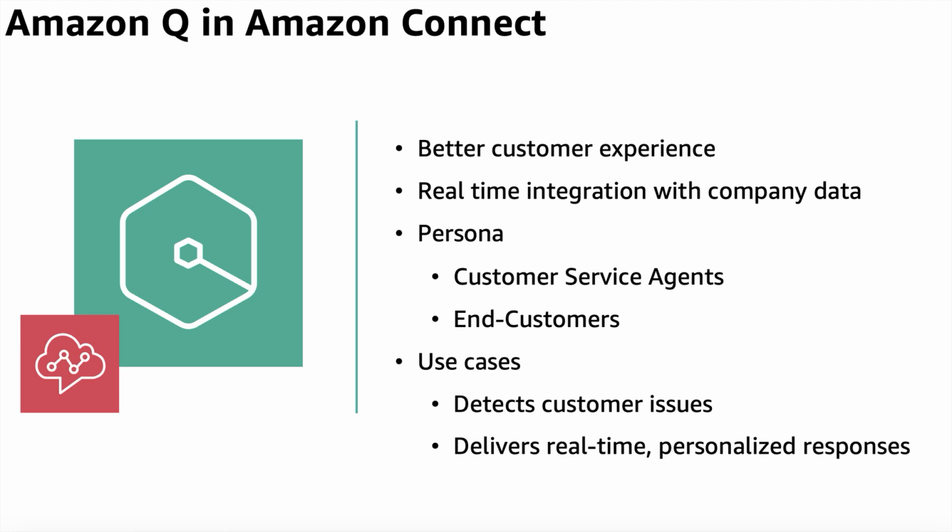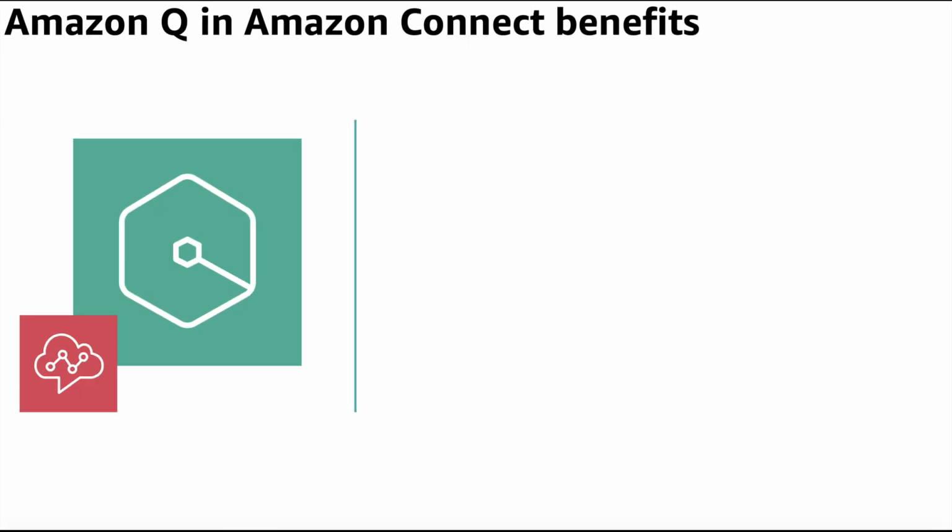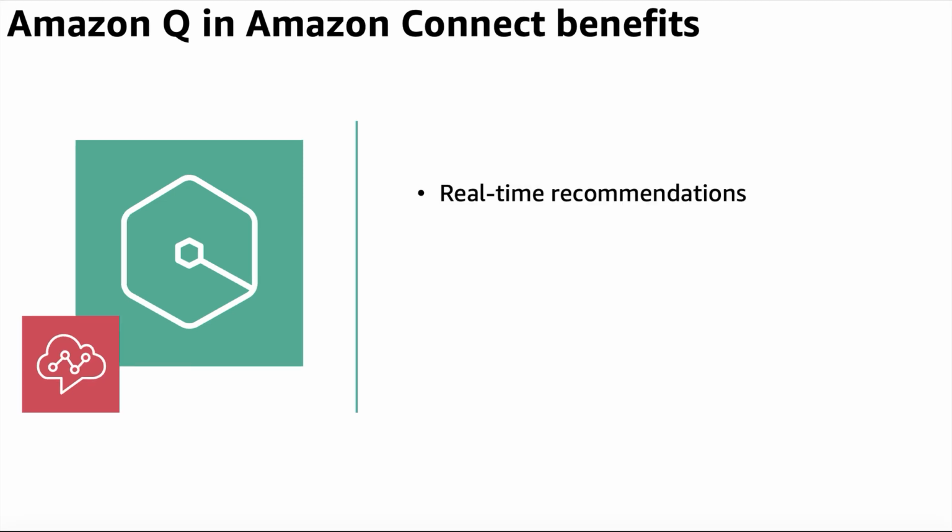Some of the use cases for Amazon Q in Connect include detecting customer issues and delivering real-time personalized responses. Some of the benefits of Amazon Q in Connect include the following. Amazon Q in Connect delivers real-time generative AI-powered recommendations. It has natural language understanding to detect customer intent and provide appropriate responses.